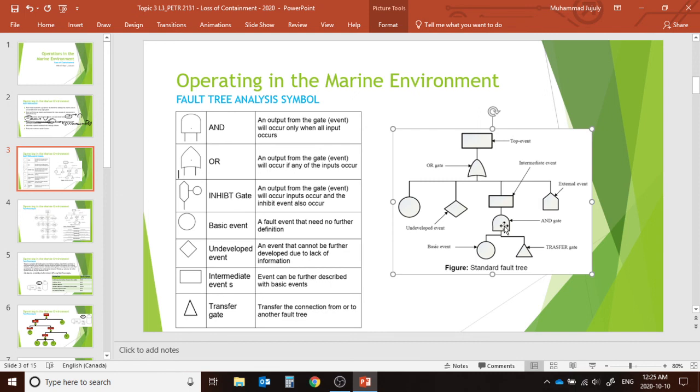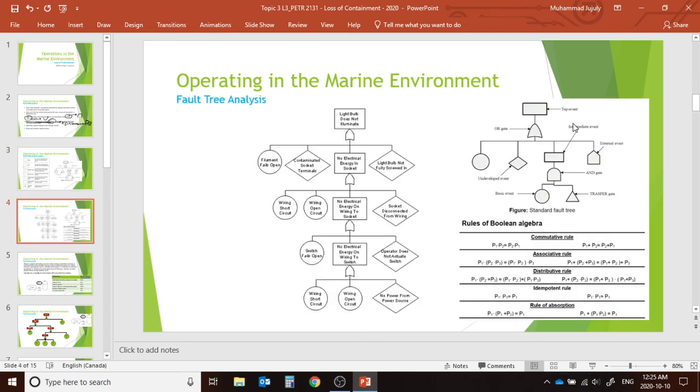But this denotes the AND gate. And what is an AND gate? An AND gate means this and this, these 2 events must occur to satisfy the AND gate, to activate it. That means for this event, these 2 cases must be satisfied. Okay, and this is the transfer gate. That means if you don't have enough space on one page, you can use this symbol and continue on a different page, I mean the next page. Okay, so this is about fault tree analysis, the symbols.